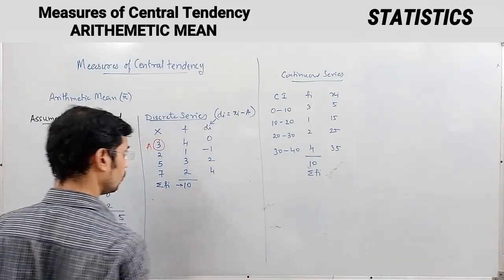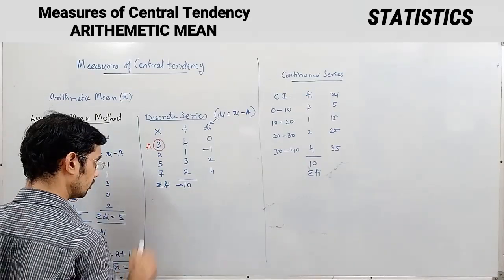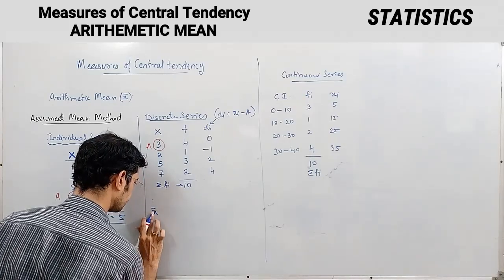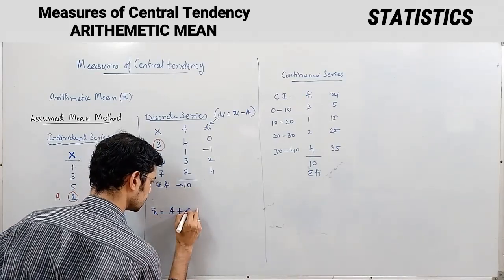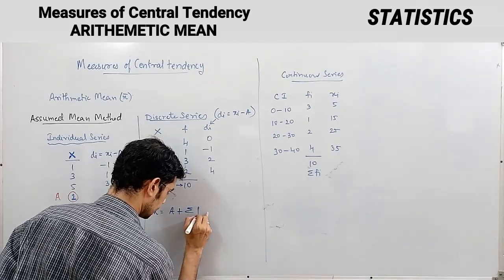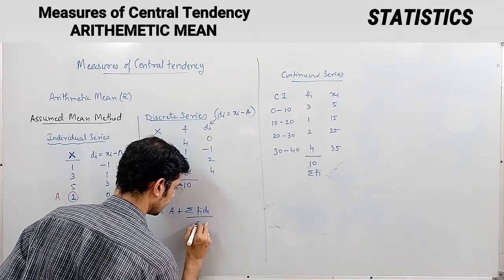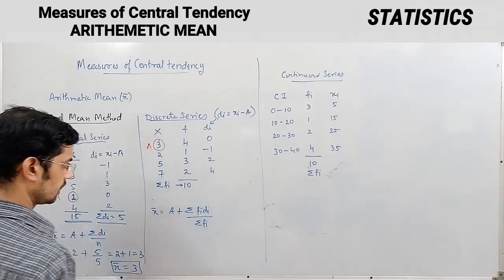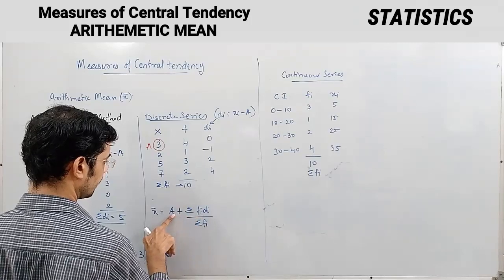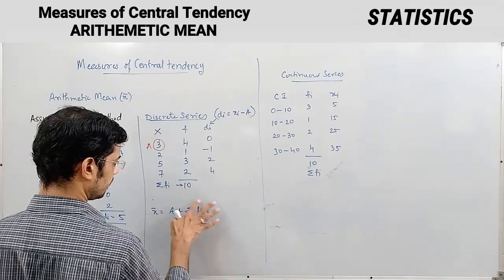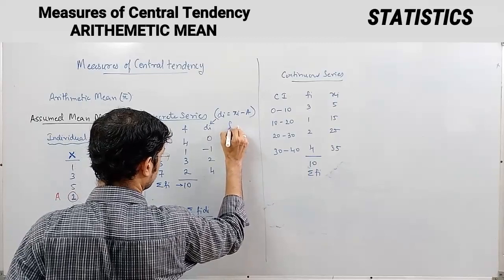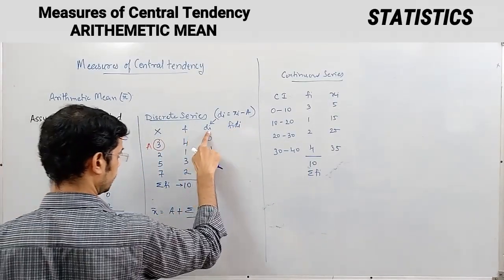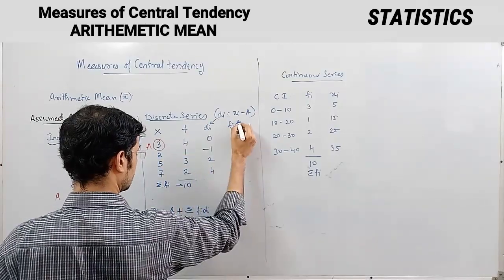Now let us look at the formula and then find out the values. This is the formula: mean x bar equal to a plus sigma of fi di by sigma fi. Now we need sigma fi di. We have a, we have sigma fi, everything, but not fi di. So we need to find fi into di, which will be fi di.